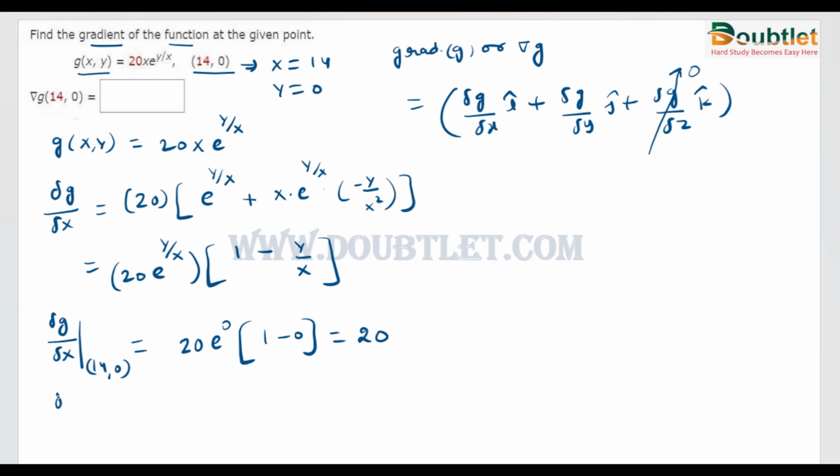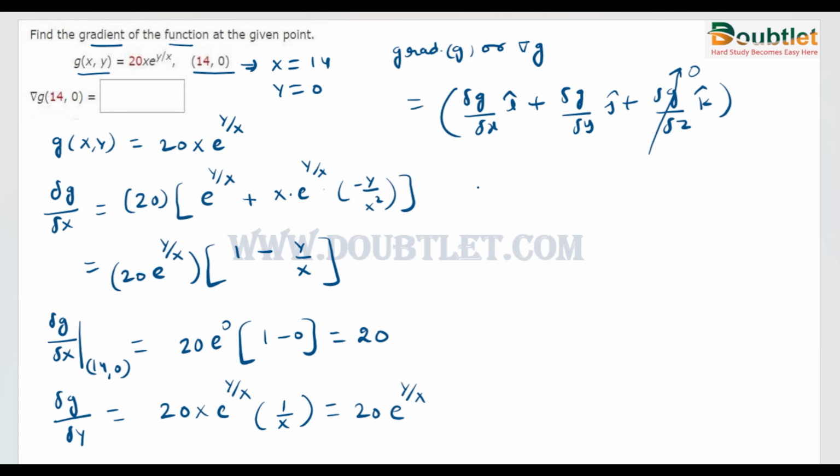Now we need to differentiate it with respect to y also. So del g by del y. To differentiate it with respect to y, 20x is constant and the differentiation of e to the power y by x will be the same, and we have to differentiate y by x again, so it will be 1 divided by x. So x will be cancelled, so it is 20 e to the power y divided by x.